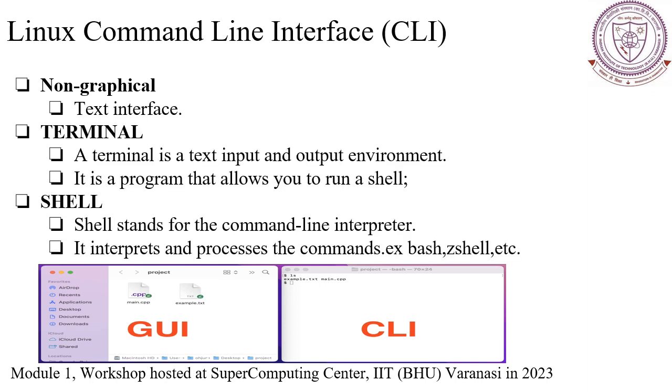Linux is a non-graphical operating system, which means that it does not have a desktop environment by default. Instead, it uses a text-based interface called a terminal. A terminal is a program that allows you to run a shell. A shell is a command line interpreter that interprets and processes the commands that you enter. Some popular shells include bash, zsh, etc. To use the terminal, you can open a terminal window. This can be done by pressing Ctrl plus Alt plus T on most Linux distributions.